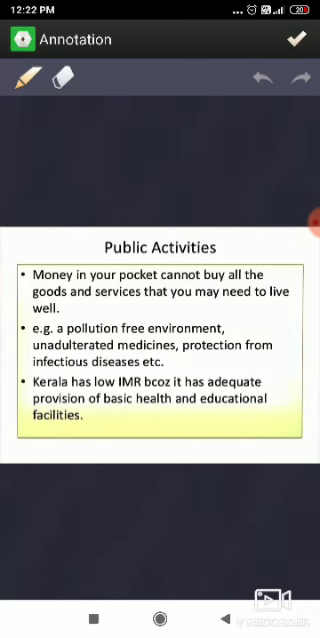So Kerala has a low IMR, infant mortality rate, because it has adequate provision of basic health and educational facilities. Wherever we have basic facilities like health and education, that region will develop in a proper way. That is why Kerala has a low infant mortality rate.